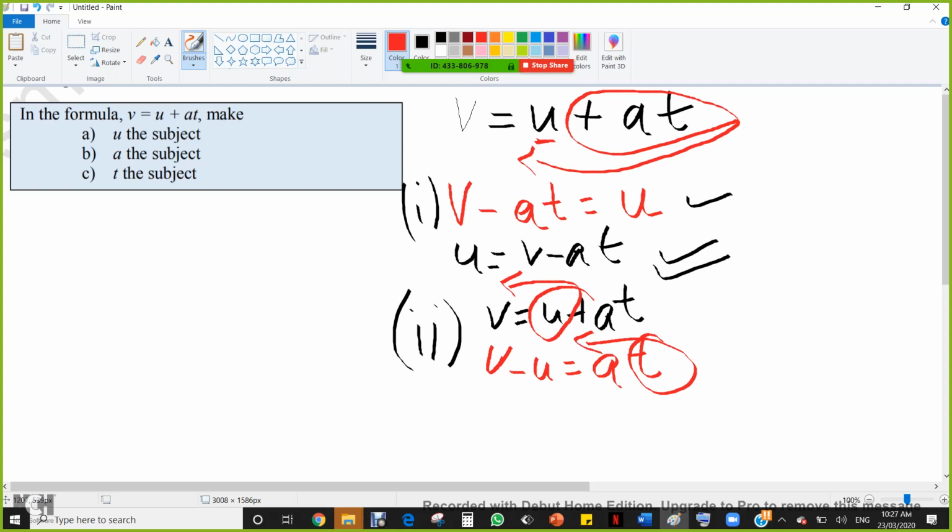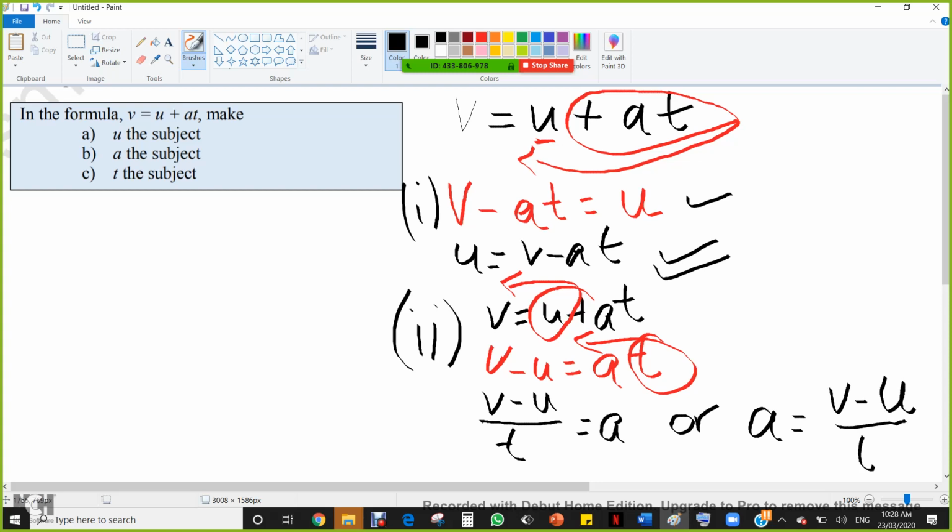Now what mathematical operation is binding the T to the A? Anybody could tell me? Multiplication, correct. So when that goes across, it becomes division. So V minus U all over T is equal to A. Or we can say A is equal to V minus U all over T. Whichever one you prefer to say, that's perfectly fine. Both of them are correct. I want you all to make T the subject of the formula now.